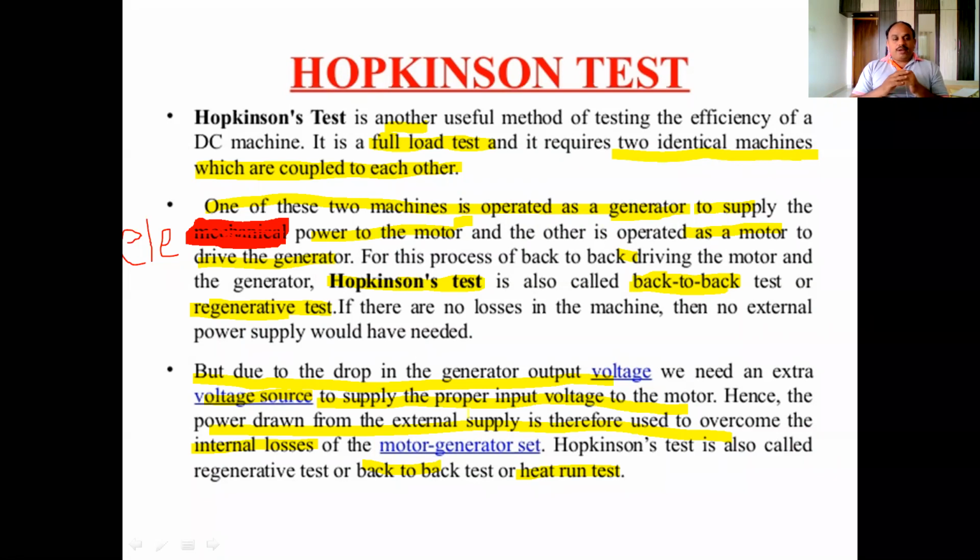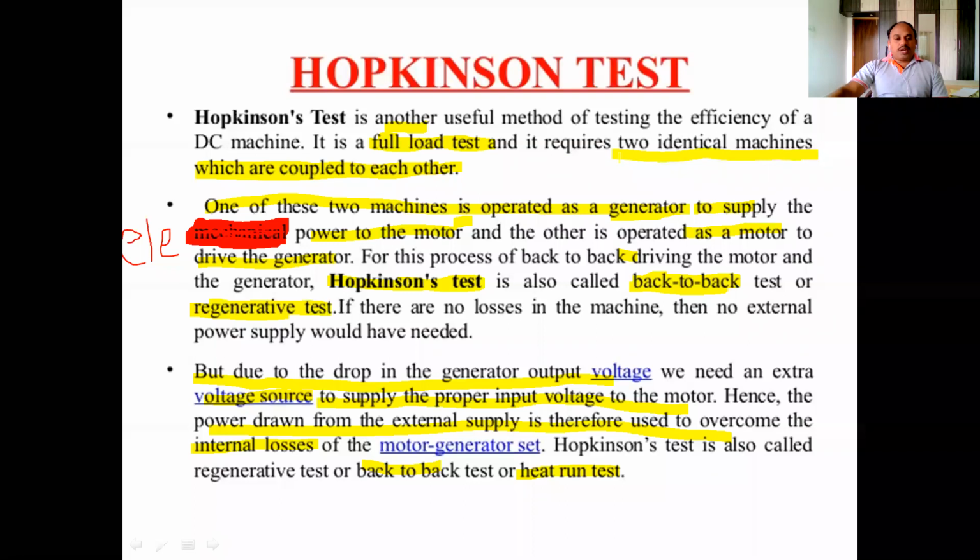So the main purpose of this test is to determine the efficiencies and performance of the machines at different loads. The main disadvantage of this test is that 2 identical machines are required. Very identical machines, having similar characteristics, similar power rating, and similar voltage rating, are required. That is also a disadvantage of this test.